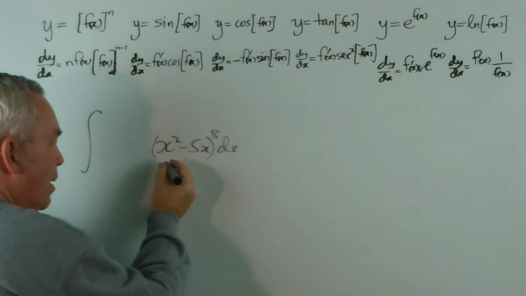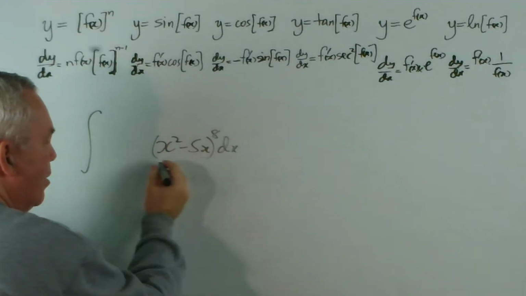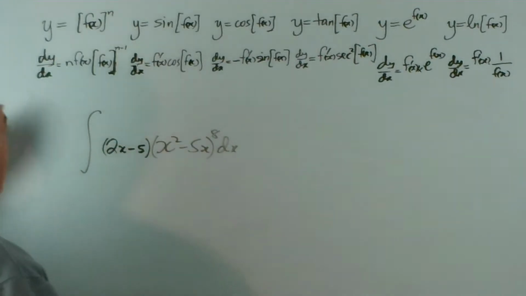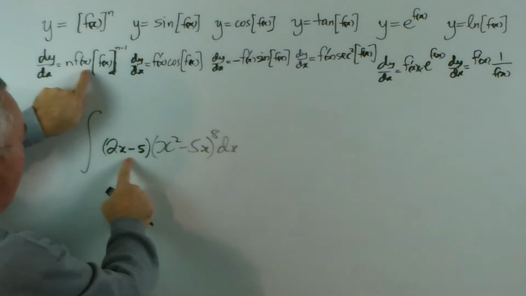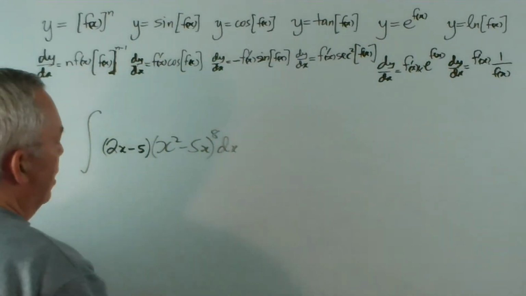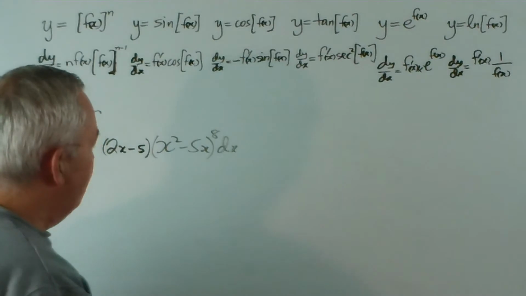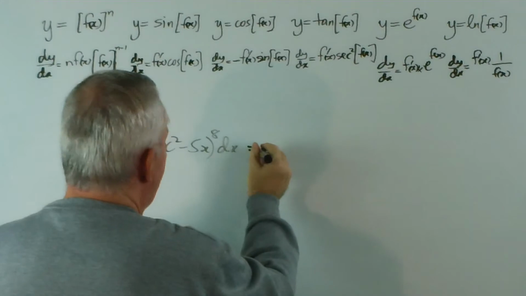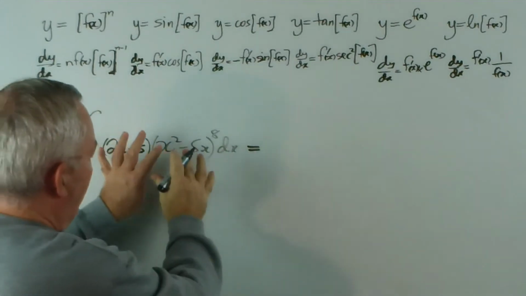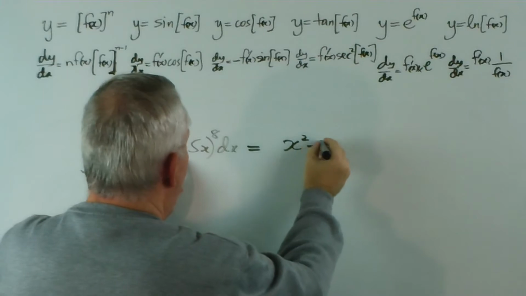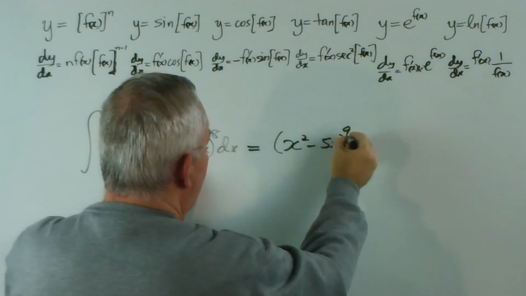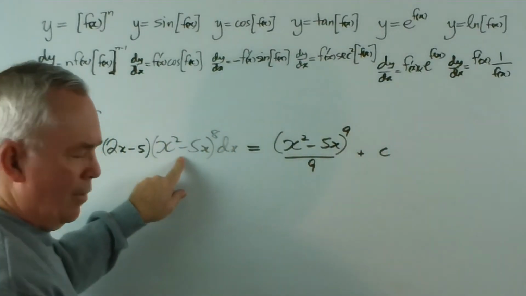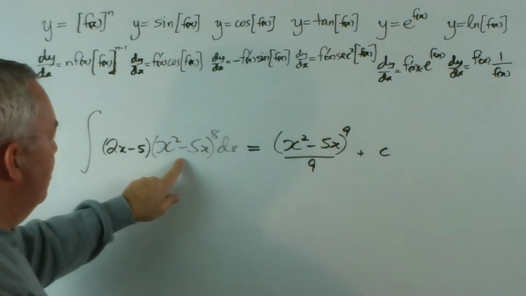But if you happen to have the derivative of this out the front, this is the pattern. There's our derivative, here's our power. Now we've got two alternatives at this point. If I use the shortcut, I'd simply say that following this pattern, it's going to be (x squared minus 5x) to the power 9 over 9 plus c. You'd have to see my last video to see why that would be true.